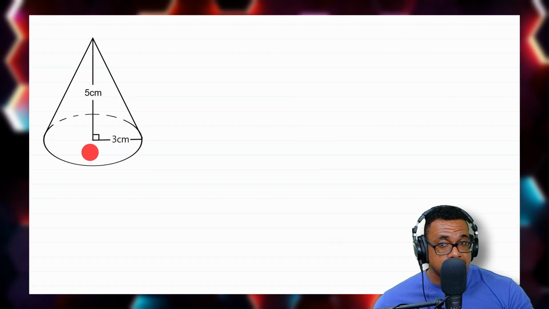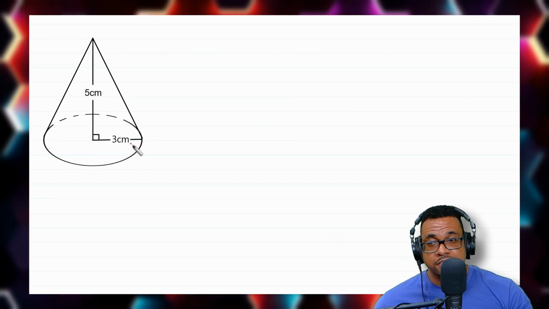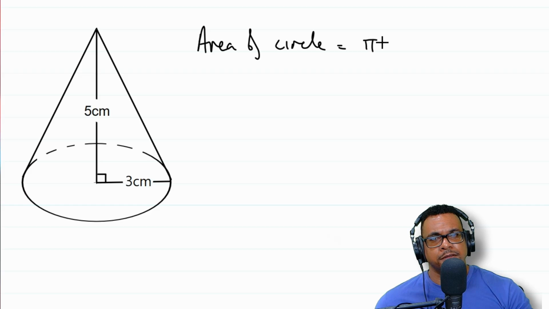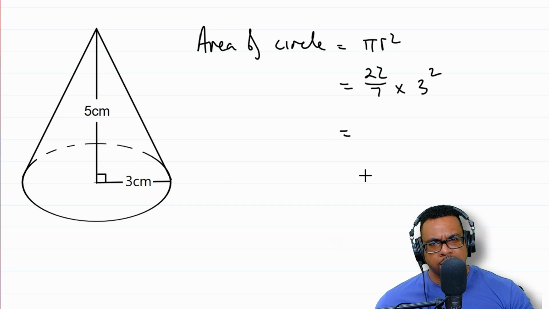All right, so here we have a cone. We have the dimensions. We have the radius as 3 and the height of the cone as 5 centimeters. So I can work out the area of the base. So the area of the circle is pi r squared. And we use pi as 22/7. Multiplied by the radius squared, which is the 3. So that's 3 squared. And again, we can use our calculator for this.